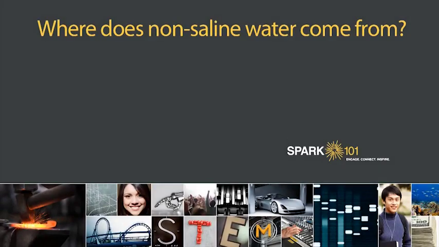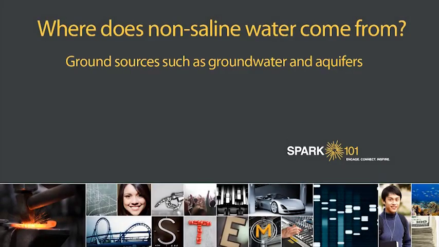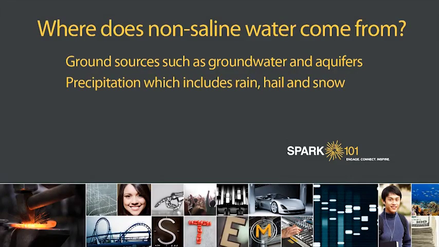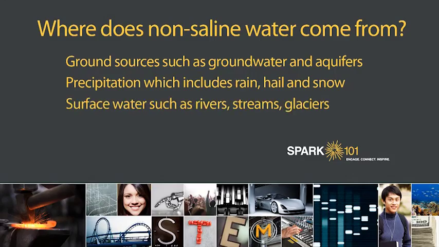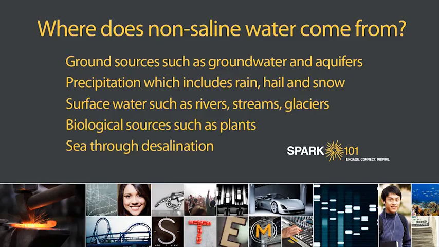Where can we get this non-salty water? Well, we can look for it in places like ground sources, such as groundwater or aquifers; precipitation, which includes rain, hail, and snow; surface water, such as rivers, streams, or glaciers; biological sources, such as plants. We can actually get it through the sea if we go through a process of desalination, or taking the salt out, and then all of this funnels into our water supply network.